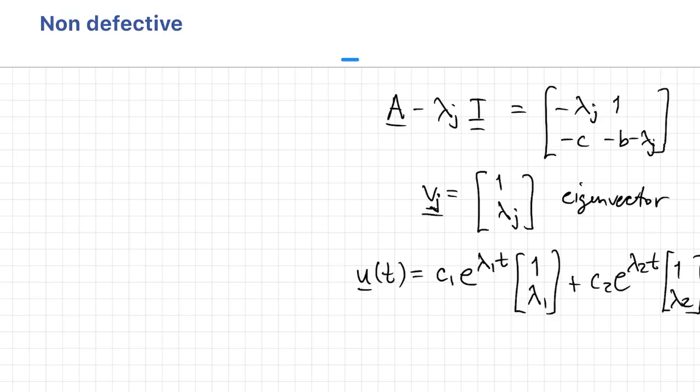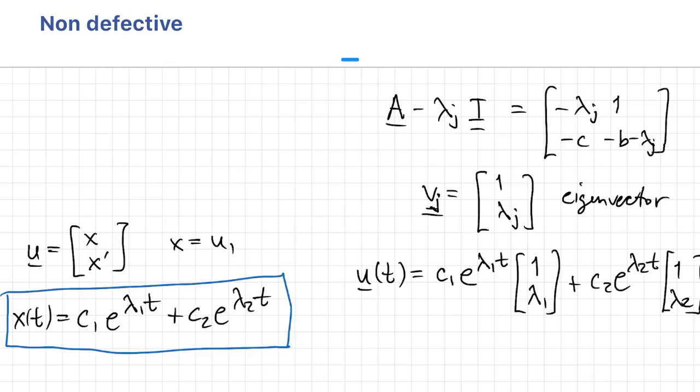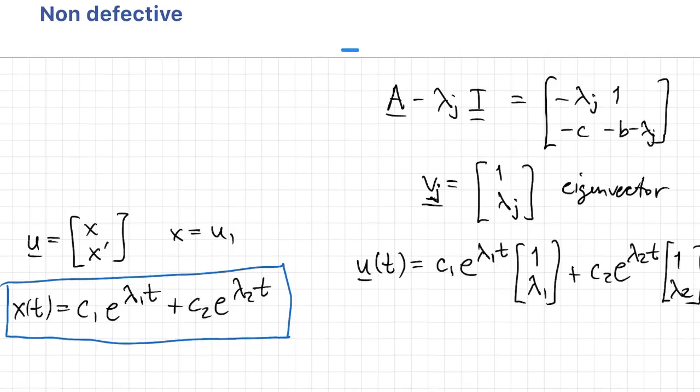But in the original scalar second order equation, remember the conversion is that u is x and x prime, so we really only want u1 as our solution, the first component. And then it becomes really easy. It's just a combination of e to the lambda 1t and e to the lambda 2t. So again, we can skip a lot of intermediate work. All we need are the roots of the characteristic equation, and we can write down the solution right away. In the real case, that's really all there is to say.